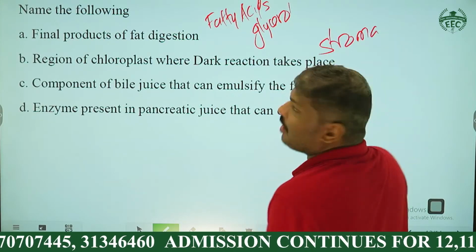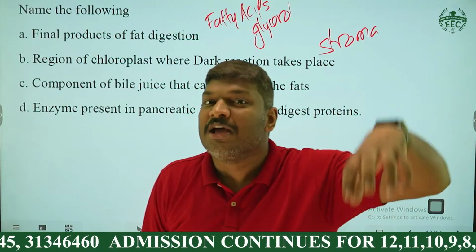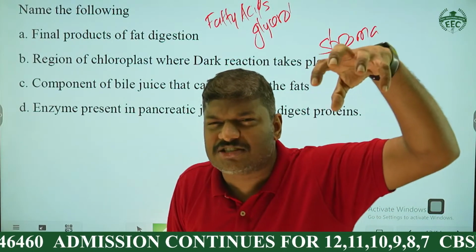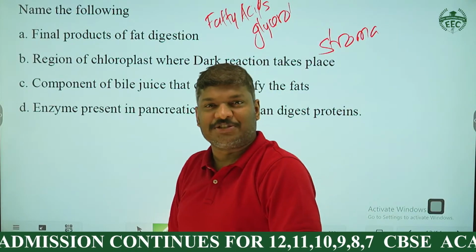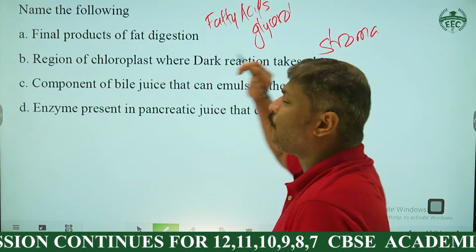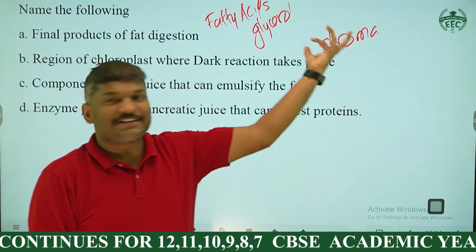what we call stroma. Dark reaction is the region where starch is synthesized. Dark reaction is the region where glucose is synthesized, my dear student, and that is what we call stroma. Okay, and that is the next question, stroma.